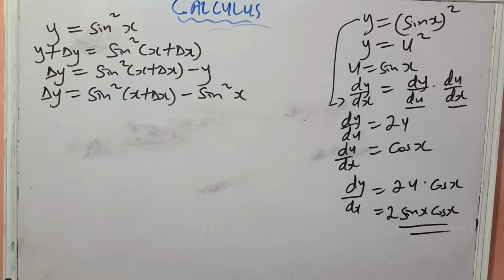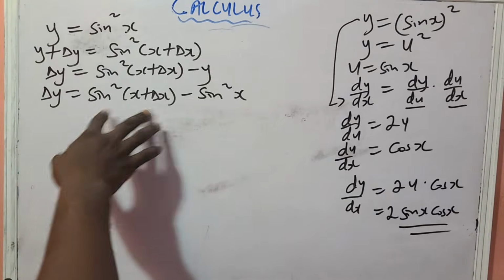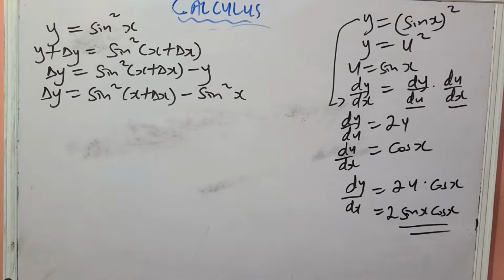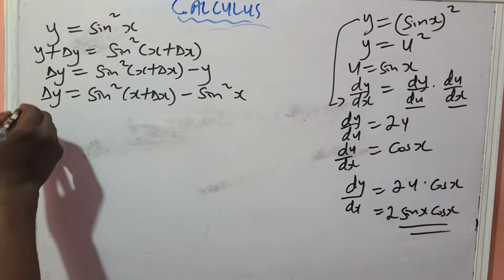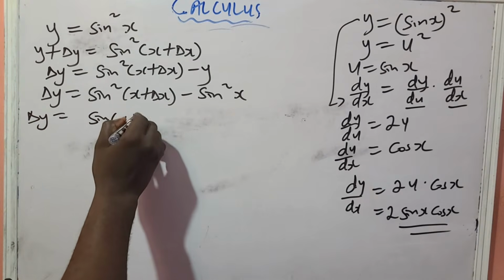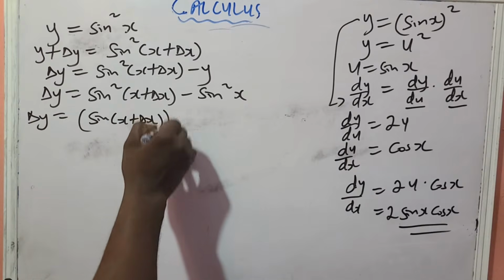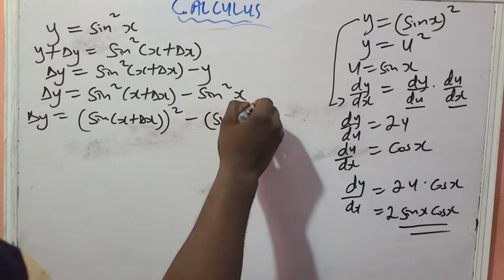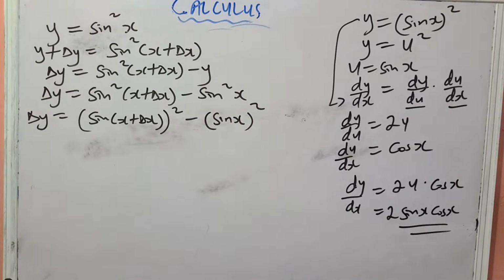Now, this is a good example of what we call difference of two squares. This is a square, this is a square. Just in case you don't know, let me write this better for you. This is the same thing as sine x plus change in x, everything all square, minus sine x, everything all square. So you can see this is difference of two squares.